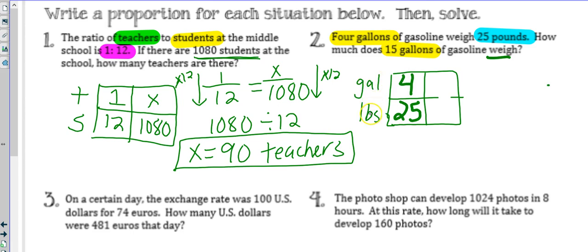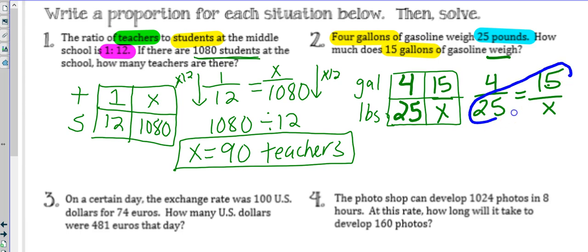Okay, so it's gallons to pounds, so I know gallons, so the 15 actually goes on top. And I'm trying to figure out its weight. See how easy it is to mix that up. So now I have my proportion. 4 over 25 equals 15 over x. I'm looking for relationships here, not as easy to see, so I'm going to use that diagonal relationship, and I'm going to use my cross products. So I'm going to circle my cross products here so that I'm careful.